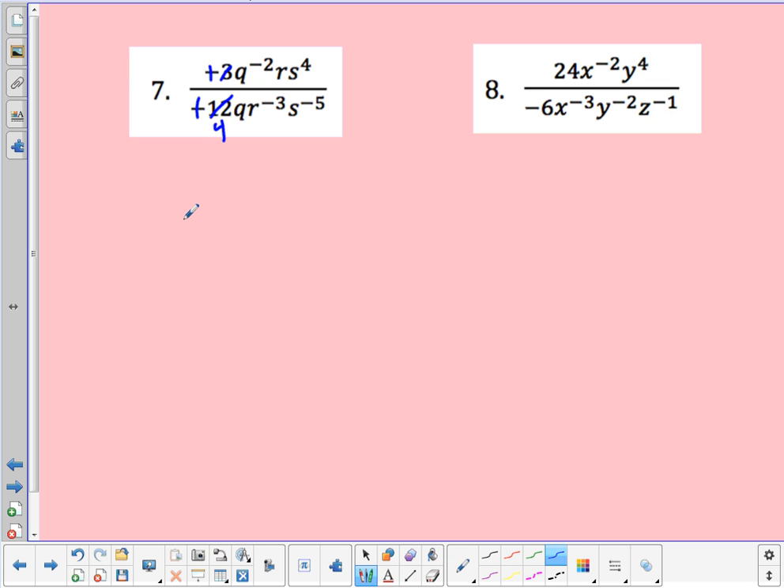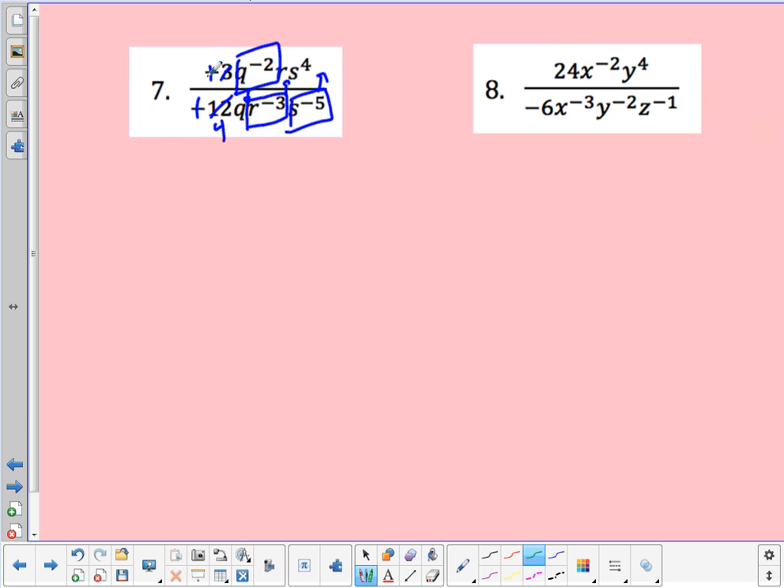Now I'm going to start to look at my variables. I know that q to the negative 2 power needs to come down. I know that r to the third power needs to go up. And I know that s to the negative fifth power needs to come up. Now be careful when you're writing these. It's really easy for it to get really messy, and then it's hard to tell what we still have left. So I'm just going to rewrite what I see right now.